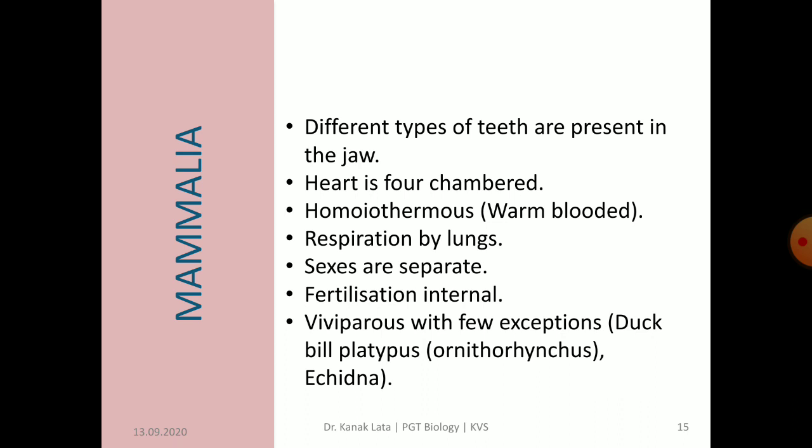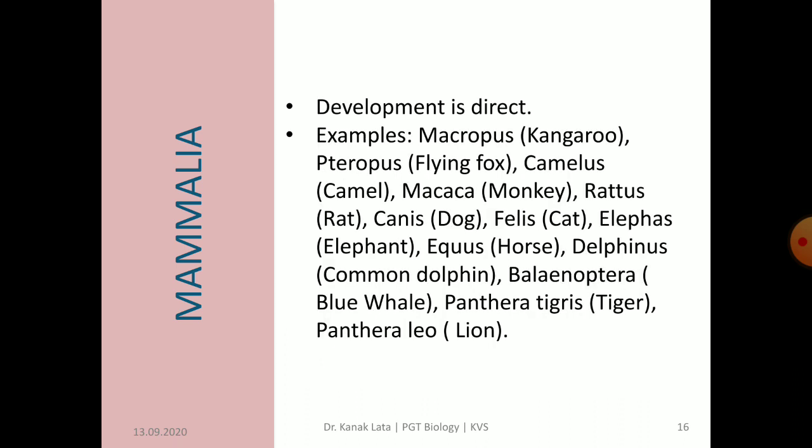Fertilization is internal and they are viviparous with few exceptions. Exception means a few mammals are egg-laying, like the duck-billed platypus and echidna, which is also called the spiny anteater. Development is direct.